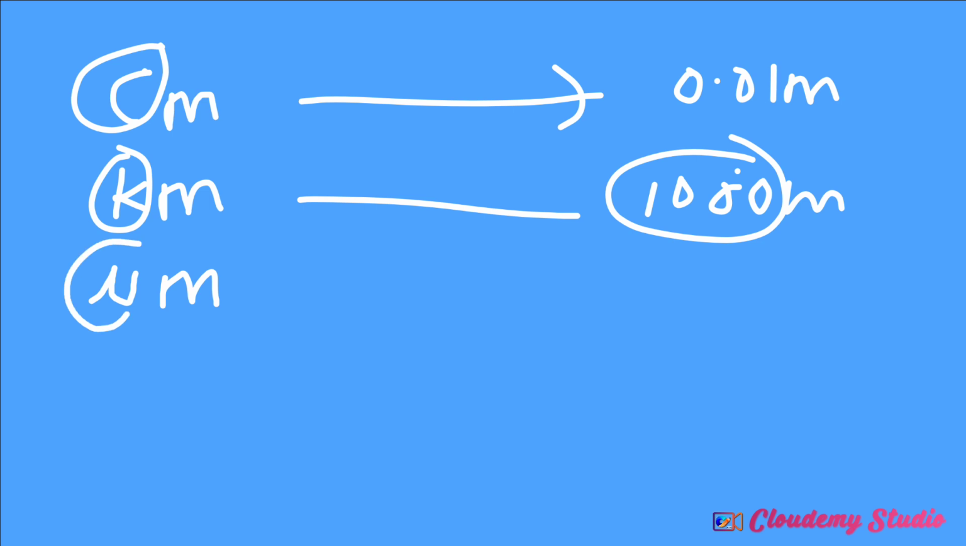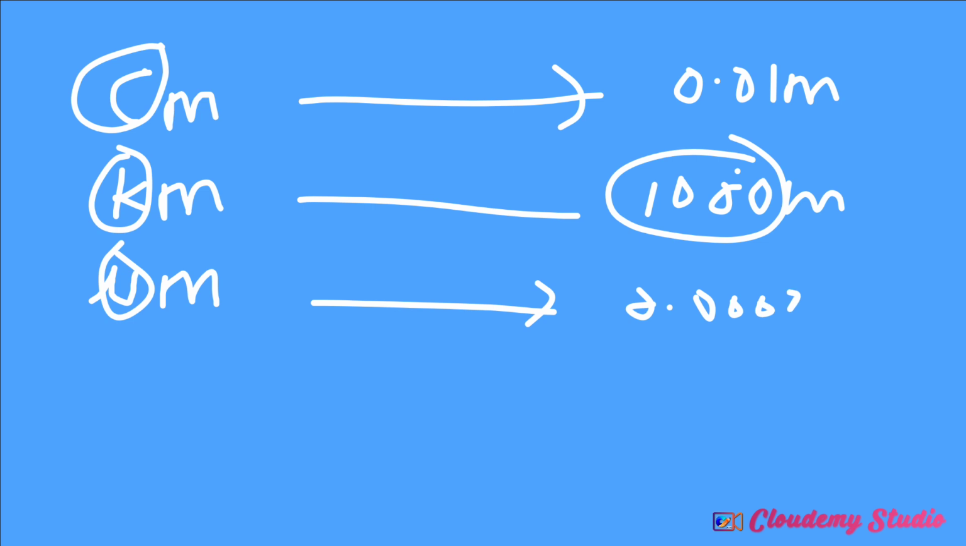Then micro is divided by 1 million. Micro means divided by 1 million. And if you divide 1 by 1 million, what will you get? You put 6 zeros, 0, 0, 0, 0, 0, 0 meter. That is 6 zeros behind the 1.